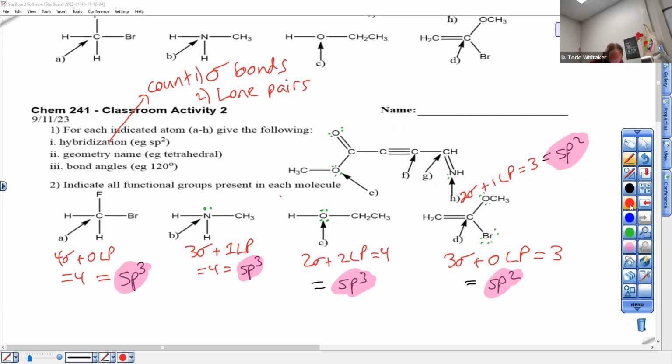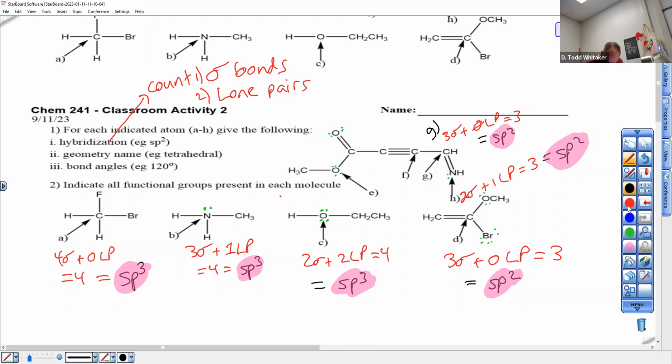3 sigma for the carbon here. One of the sigmas is the H. The other is the first bond to N. The third sigma is the bond to C. And there's no LP. Yeah, we're on an sp2 kick right now, aren't we? The sp2 kick ends right now. That was G. Just a reminder, that was G.